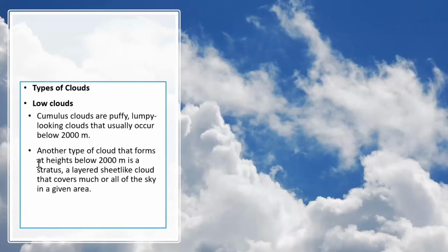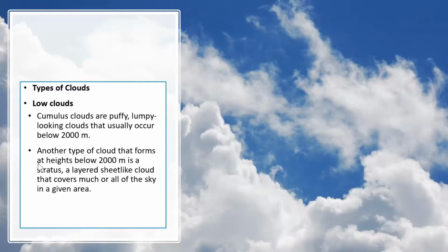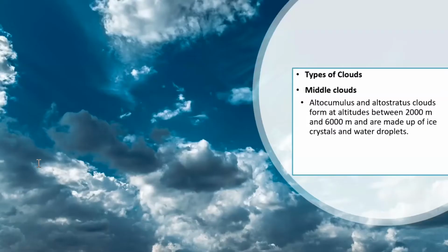So low clouds are going to include cumulus clouds and stratus clouds, and these exist below 2,000 meters, like we talked about in this picture. 2,000, the 2 on the side, the altitude's in kilometers. So everything below that 2 is what we would consider to be low clouds, 2,000 meters down to the ground. Then we have medium clouds. The middle clouds are the alto clouds, the altocumulus, altostratus clouds, and they exist between 2,000 meters and 6,000 meters. And they're typically made up of a transition between ice crystals and water droplets.